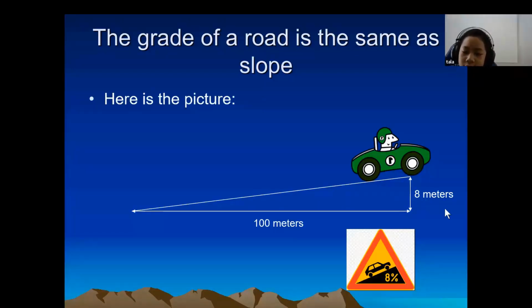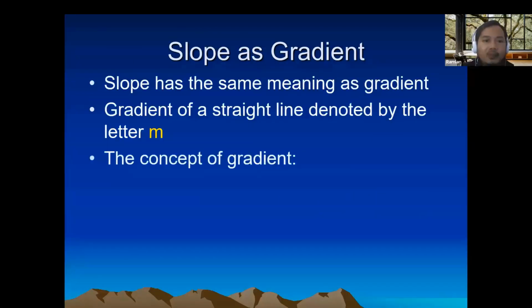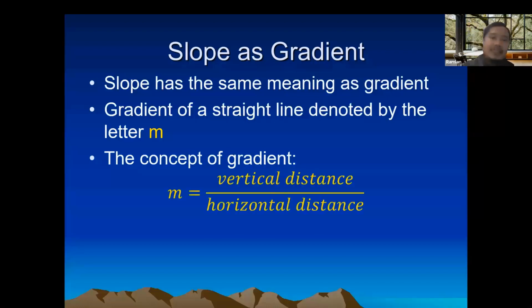How high the slope is. Yeah, how high? Or we can say, what do you call the line that goes up and down? Vertical. Yes, very good. So we know that 8%, which means 8/100, is representing the vertical line over the horizontal line. So the concept of gradient, previously someone said that it's going to be vertical over horizontal, right? So we can say that the gradient itself is equal to the vertical distance over the horizontal distance.